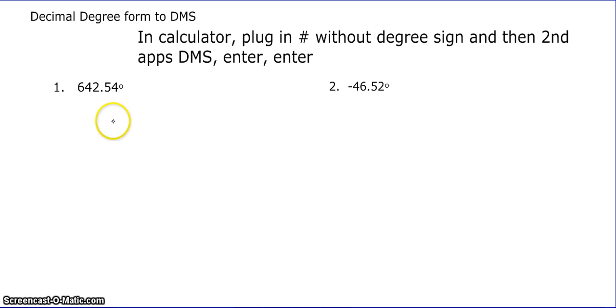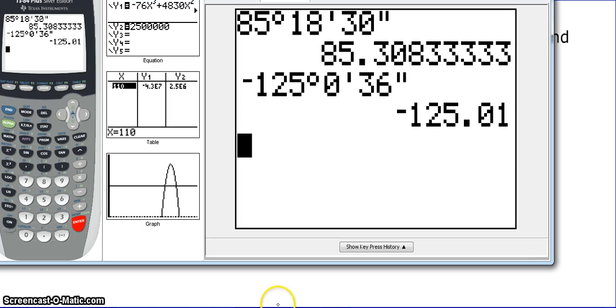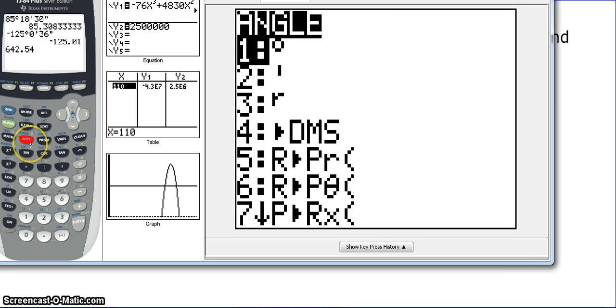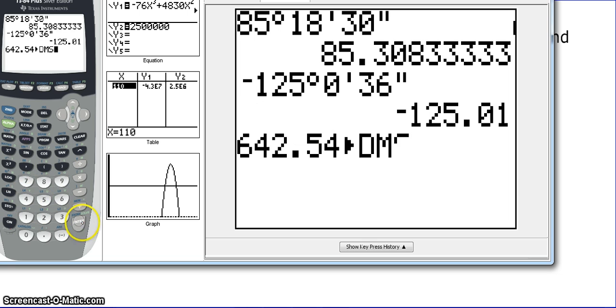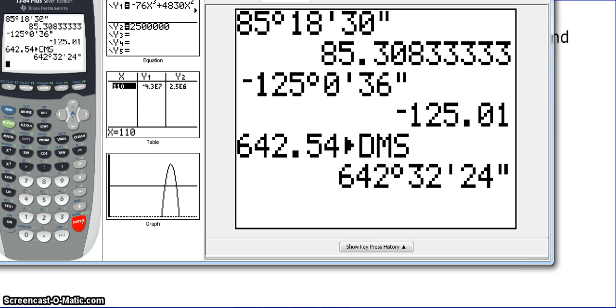So if I have 642.54 degrees, I pull out my calculator, I type in 642.54. I do not put in the degree symbol, I just go right to second angle, and then the fourth choice down is DMS. Hit enter. We get 642 degrees, 32 minutes, and 24 seconds.